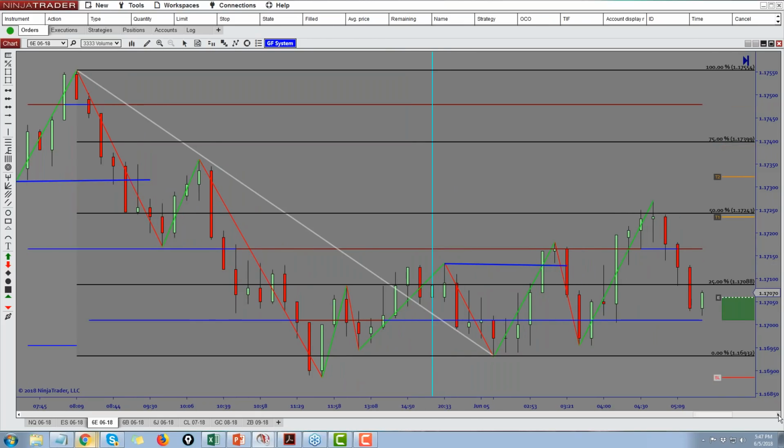Got stopped out. Imagine that. I showed you trades on the NASDAQ, the ES, and the Euro, and we took a stop out. However, are we still on the right side of structure right here?